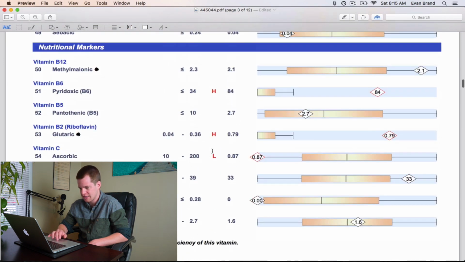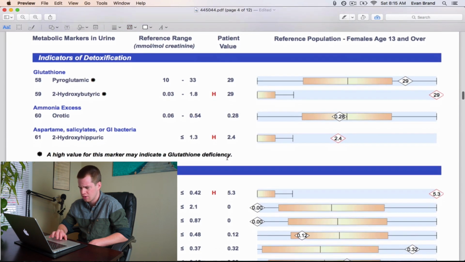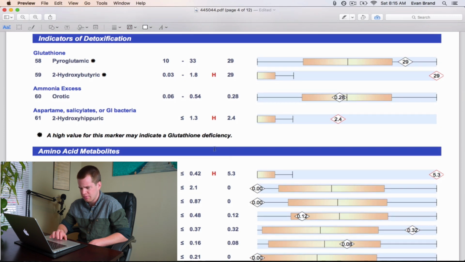Some ketone fatty acid markers are messed up here. Very low vitamin C, so this person likely has a lot of adrenal stress too. You see this ascorbic acid measure just tanked out, not even registering 1. Let's go to the bottom here and see if I'm spot on.